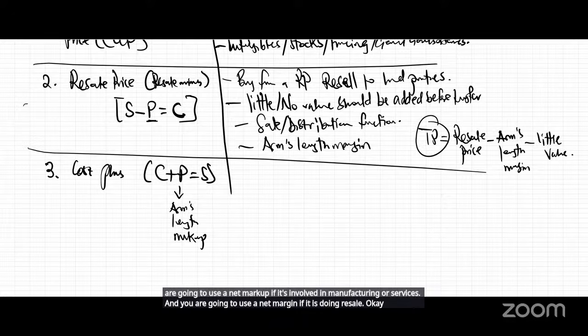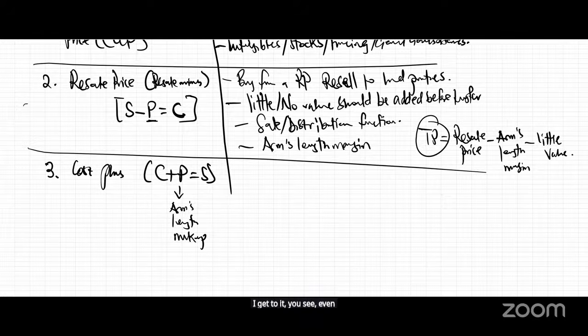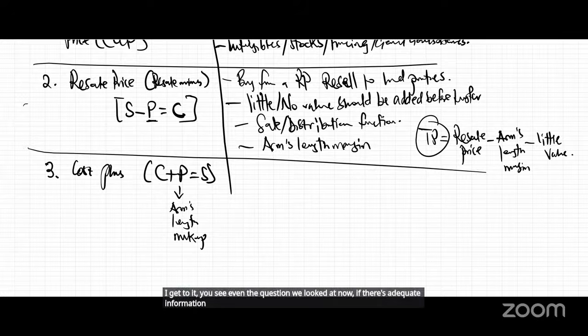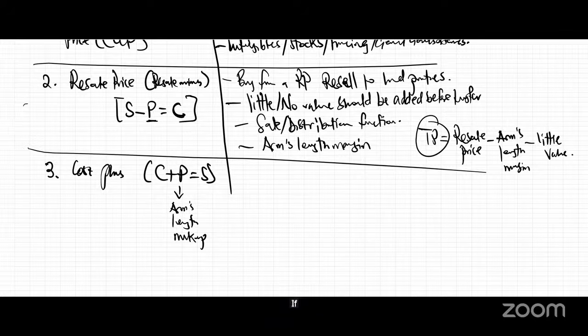Okay, once we understand this method, even for the question we looked at now, if there's adequate information, you can tell the examiner that you can use the resale price method together with the cost plus method. If there's enough information, that always earns you extra marks. Is it clear?